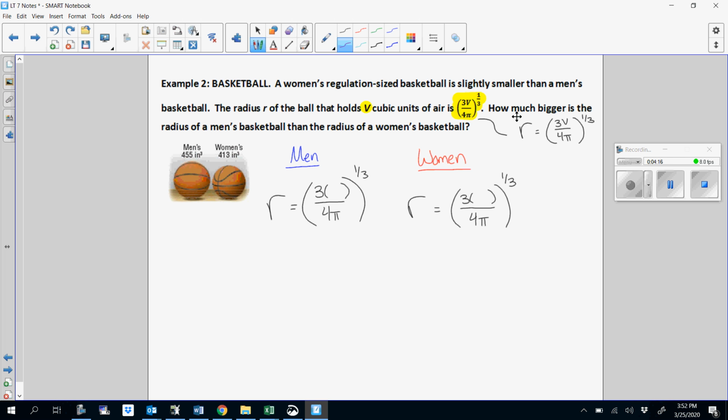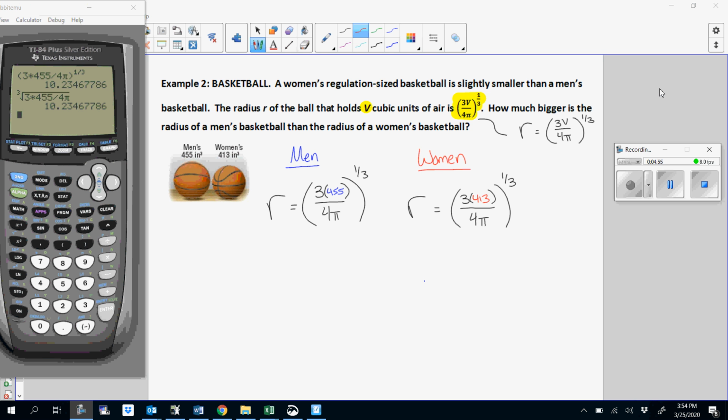So the question asks, how much bigger is the men's basketball than the women's if you know the volume is 455 for the men and 413 for the women? So obviously you would stick those numbers in for V for volume. And at this point, I'm going to pause the video and get the calculator ready and set up. But you should try to find those numbers yourself, and I will demonstrate the mistake that normally happens here to see if you accidentally did that yourself.